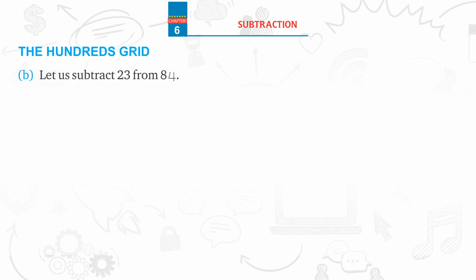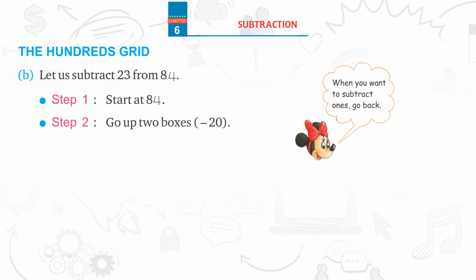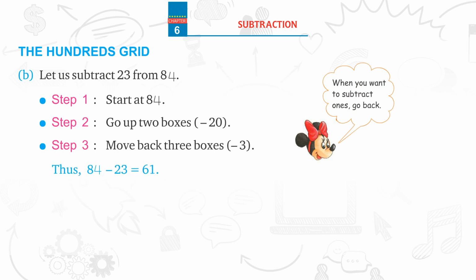B. Let us subtract 23 from 84. When you want to subtract ones, go back. Step 1. Start at 84. Step 2. Go up 2 boxes, minus 20. Step 3. Move back 3 boxes, minus 3. Thus 84 minus 23 equals 61.